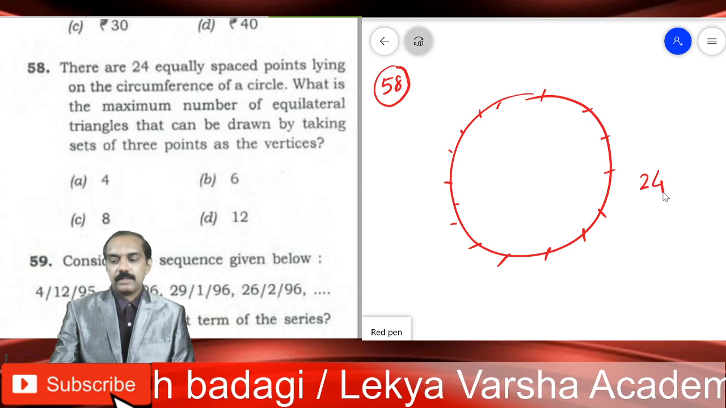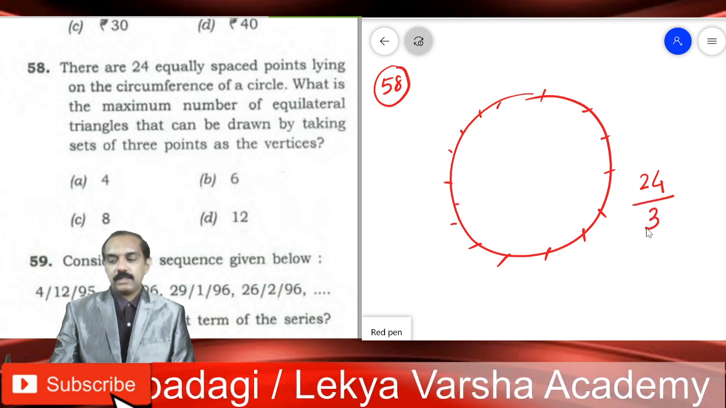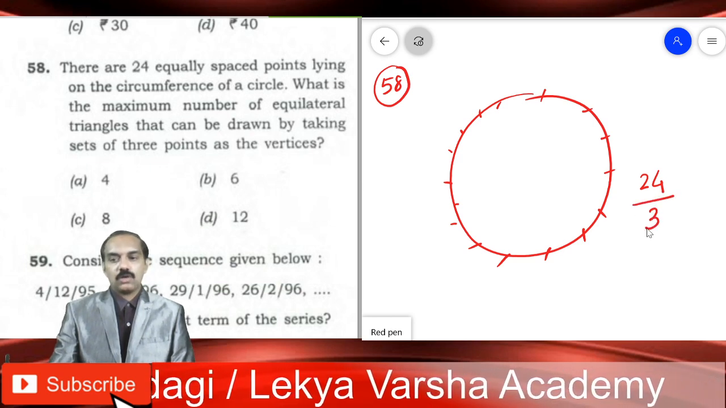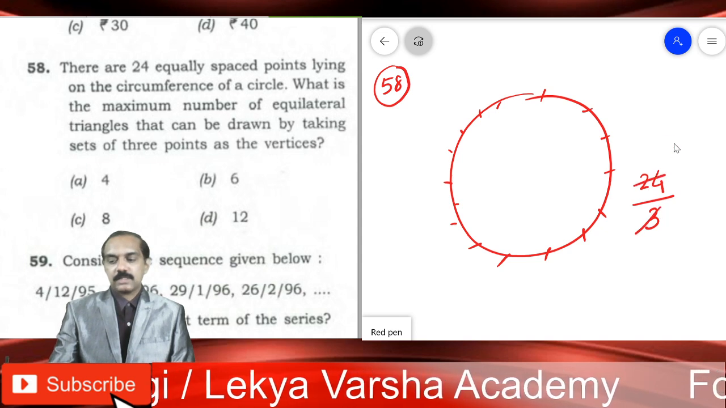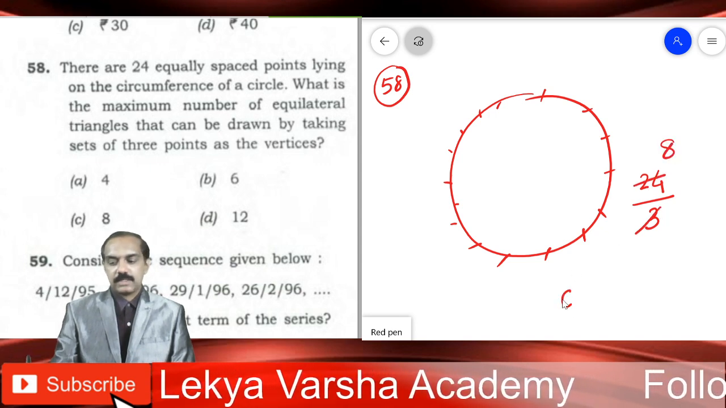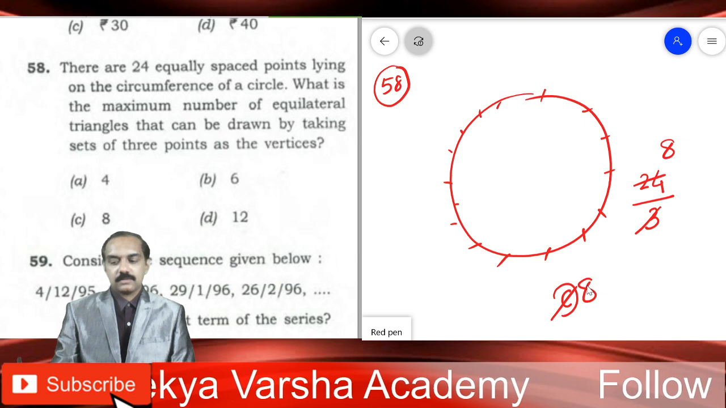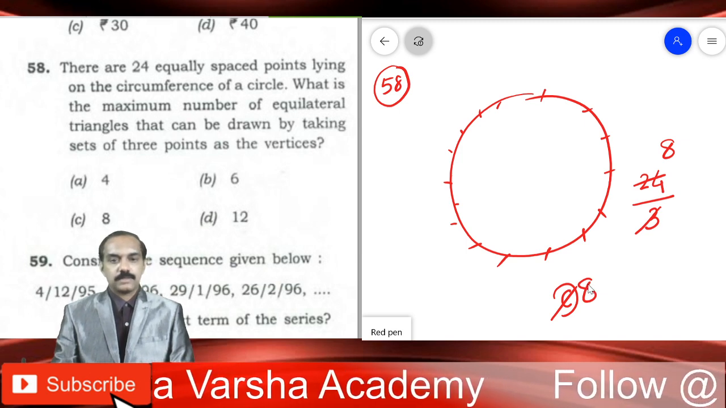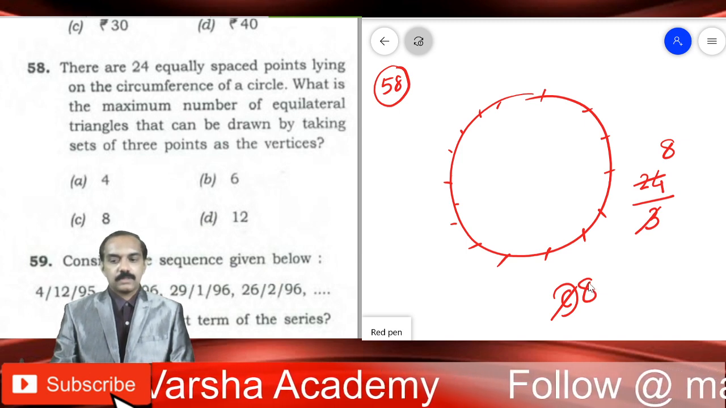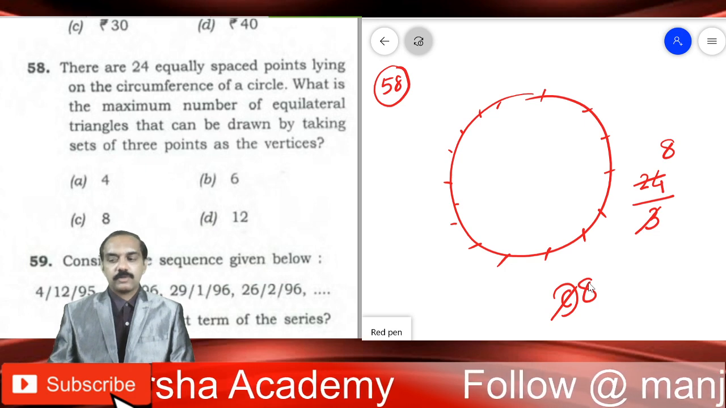See here, 24 points are there and we require 3 vertices to draw a triangle. So 3 ones are 3, 3 eights are 24, so straight away the answer is 8. The third option, 8, is the correct answer. So this is about problem number 58.